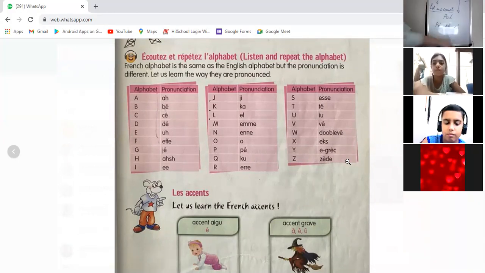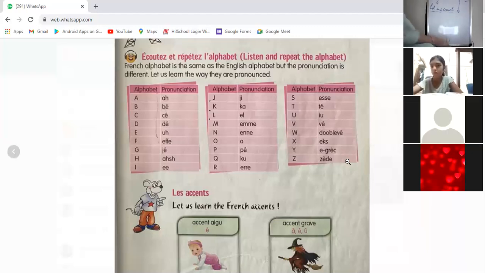Then coming on to the next alphabet, that is Q. Q is Q only. Then R is air. S is the same as in English. S. Te, you, way. Everybody speak. Te, you, way. You, way. Te, you, way. Yes.